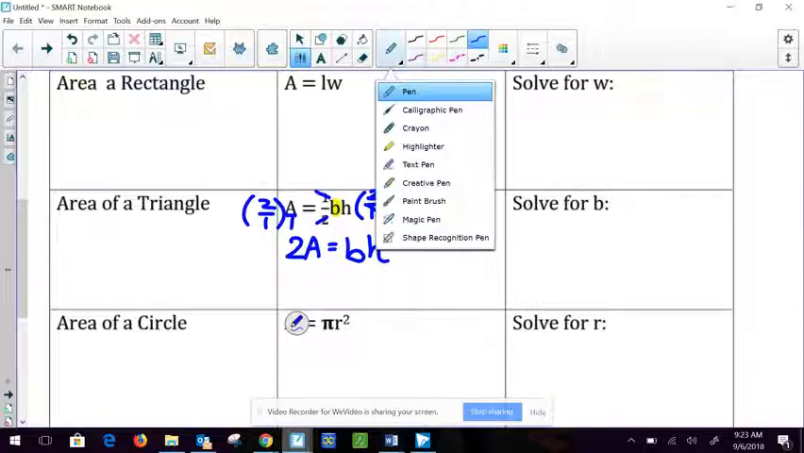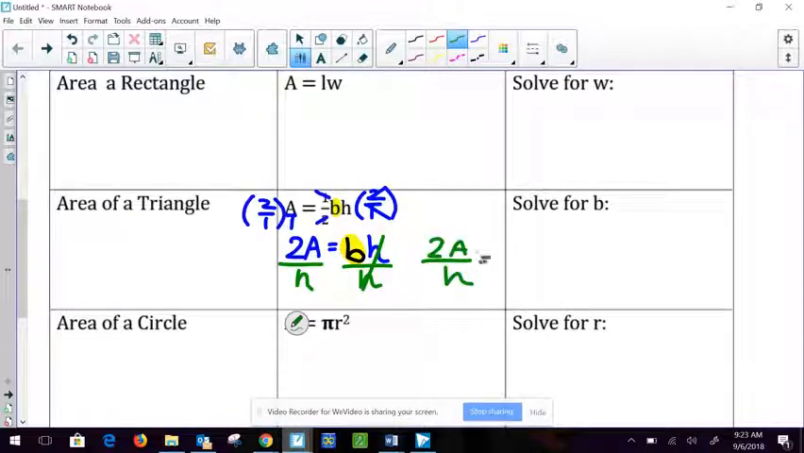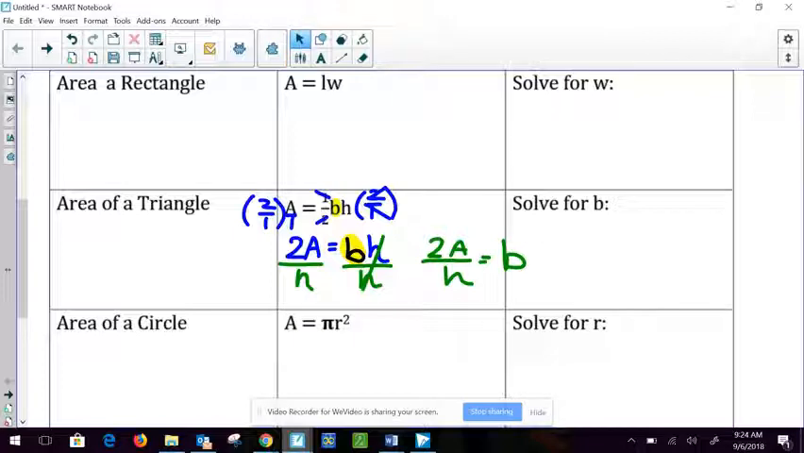Now I'm going to re-highlight that b to really draw attention that that is what I'm trying to get by itself. And I ask myself, how do I get rid of that h that's next to the b? You guys are on fire right now. You are 100% correct. We do need to divide both sides by h. So 2a over h is equal to b. How is this feeling? Are you guys seeming to understand it? I'm so happy to hear that.